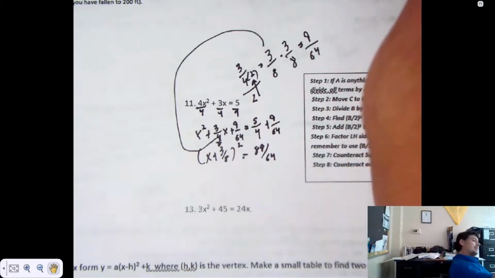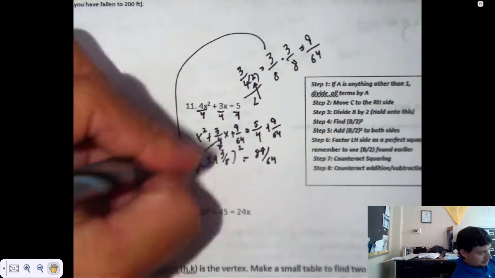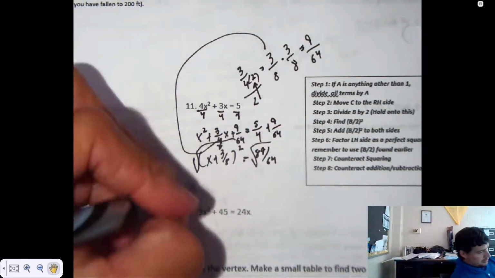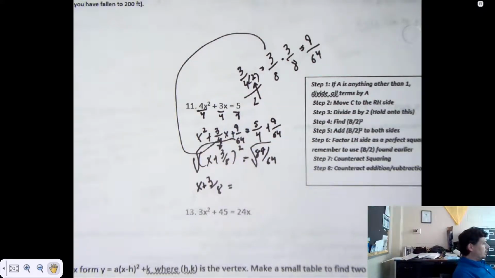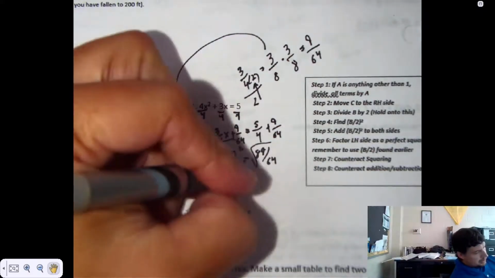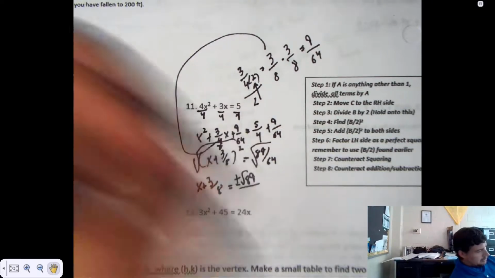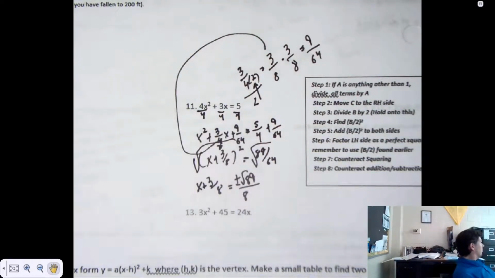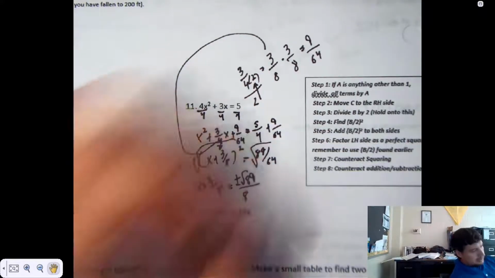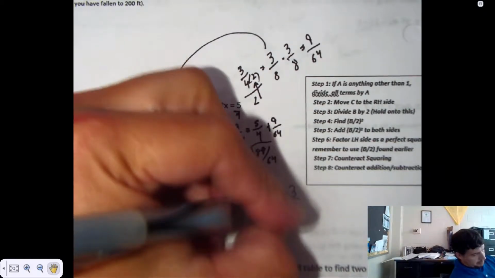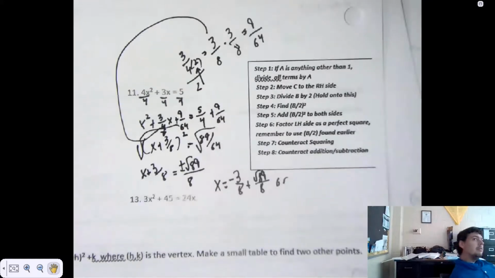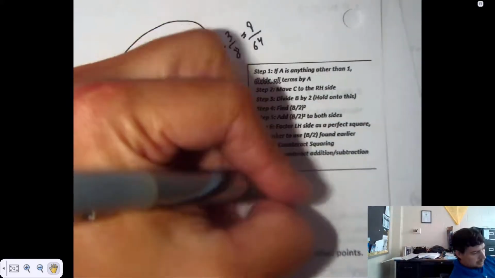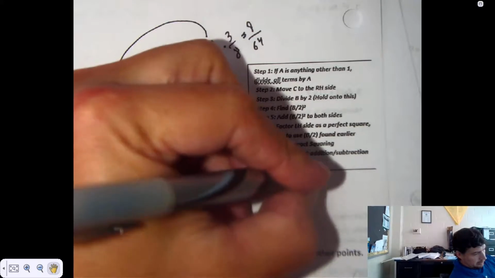How do we counteract squaring? Sure. Square rooting. So this will free up x plus 3/8. Can you take the root 89? No. Plus or minus root 89. Can you take the root of 64? Yes. What are you going to take away from both sides? You go right. So x is going to be a negative 3 over 8 plus that root 89 over 8. Or, what's the other one? Minus 3/8 minus root 89 over 8.